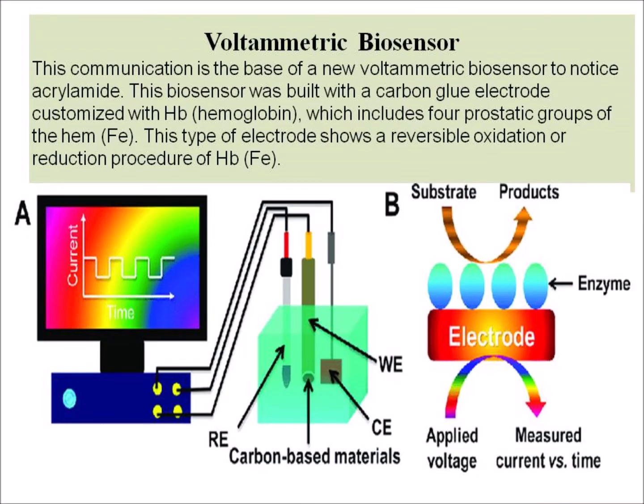Voltammetric biosensor. This communication is the base of a new voltammetric biosensor to detect acrylamide. This biosensor was built with a carbon paste electrode customized with hemoglobin, which includes 4 prosthetic groups of the heme, that is iron. This type of electrode shows a reversible oxidation or reduction procedure of hemoglobin.